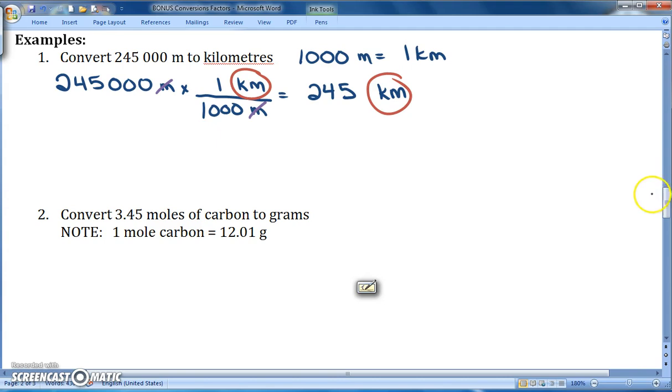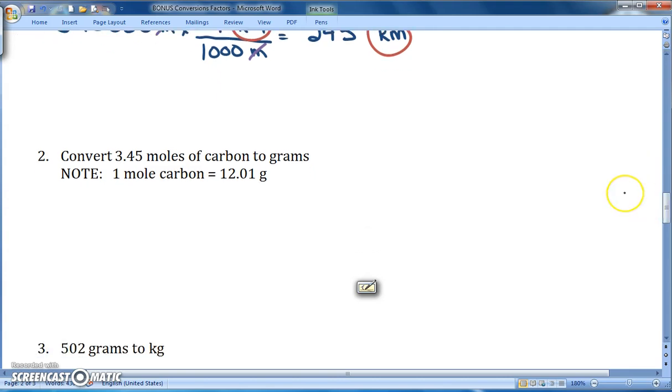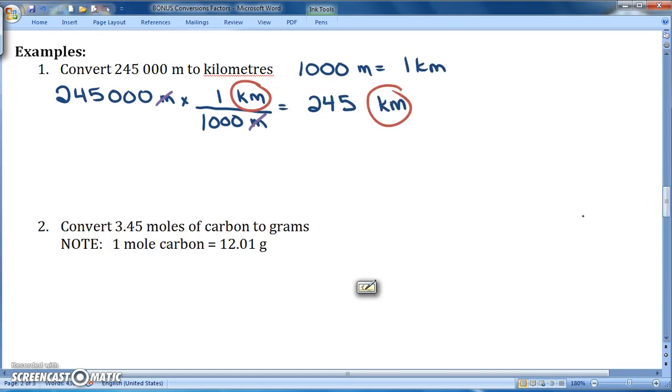Suppose we wanted to convert a measurement of 3.45 moles of carbon into grams. In order to do this, we can use our unit conversion method, but we need to know an equality between moles of carbon and grams. You can find this information on a periodic table. The molar mass for carbon is 12.01 grams. This means that 1 mole of carbon weighs 12.01 grams.